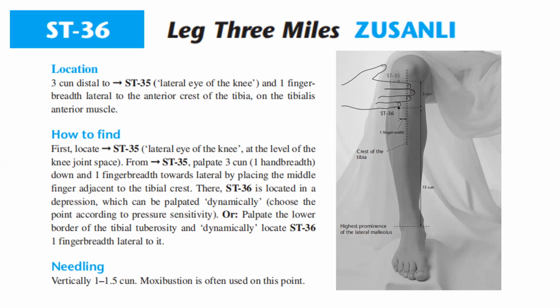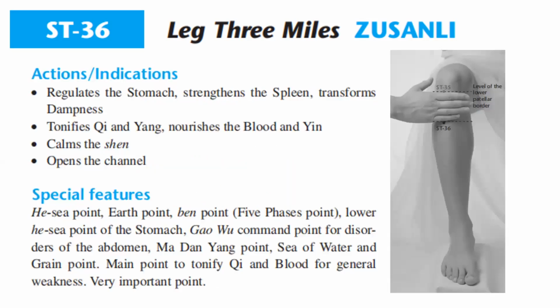Needling vertically 1 to 1.5 cun. Moxibustion is often used on this point. Actions and indications: regulates the stomach, strengthens the spleen, transforms dampness, tonifies qi and yang, nourishes the blood and yin, calms the shen, opens the channel.